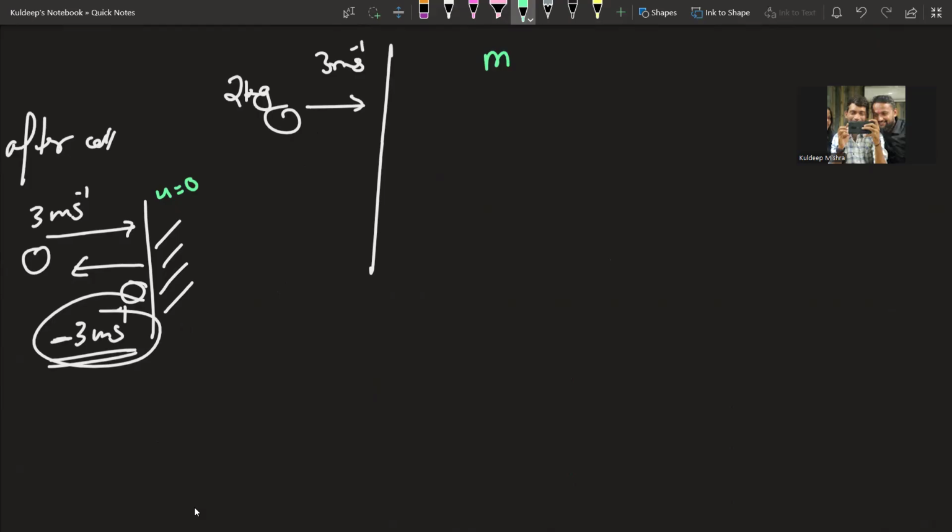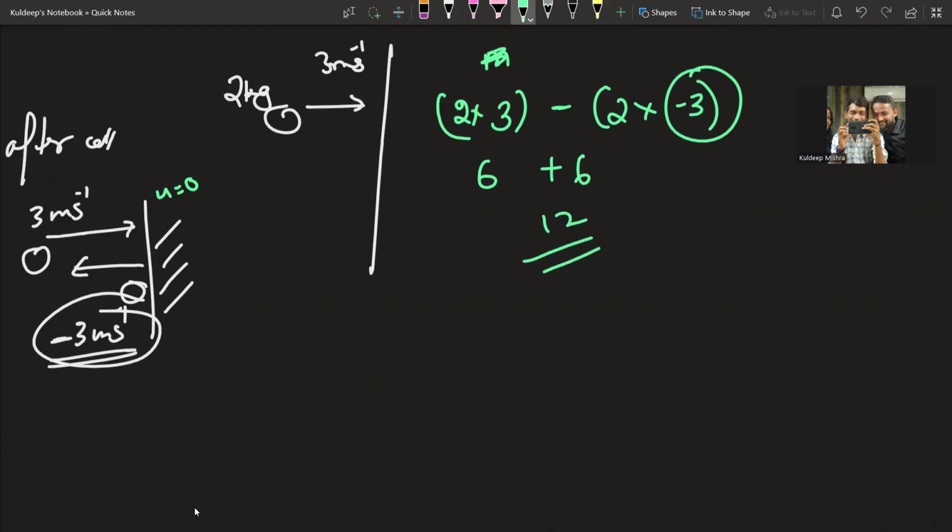So you'll get mass of the ball into speed of the ball, minus 2 into minus 3. Okay. So this will be 6 plus 6, so it will be 12. If you don't do this minus, you will get 0, which will be wrong. Because the direction is changing now, so you make the velocity negative. This is very, very important.